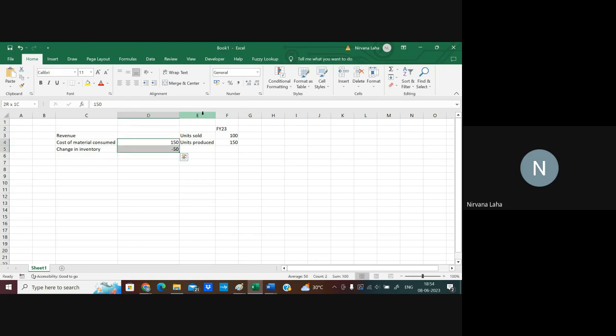And if ever you produce less, say you produce 20, then obviously if you just record the cost of material consumed, it will be lower. It will be 80, whereas you're selling 100 units, right? So to make that up, you will make a change in inventory positive entry of 20.